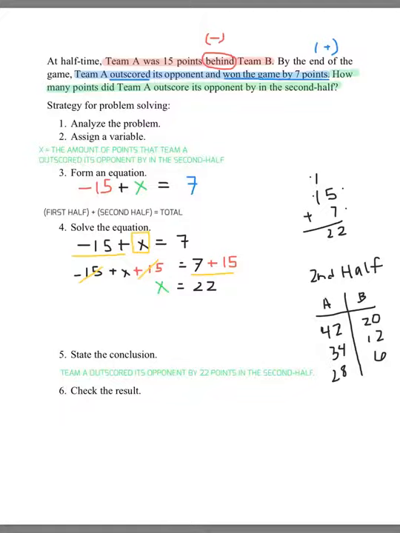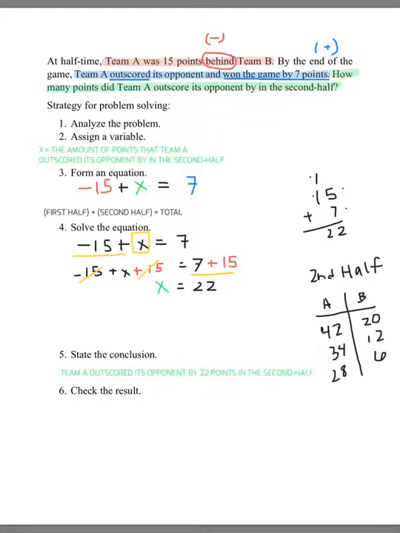So again, 22 points outscoring doesn't mean that Team A made 22 points in the second half. It means that Team A made 22 points more than the amount of points Team B made. So now let us go ahead and check the result.